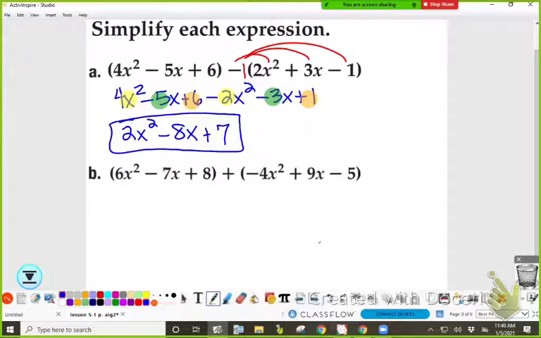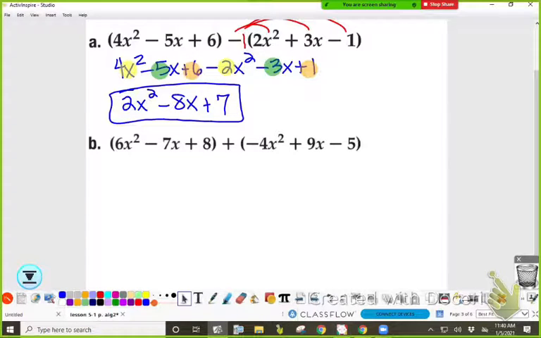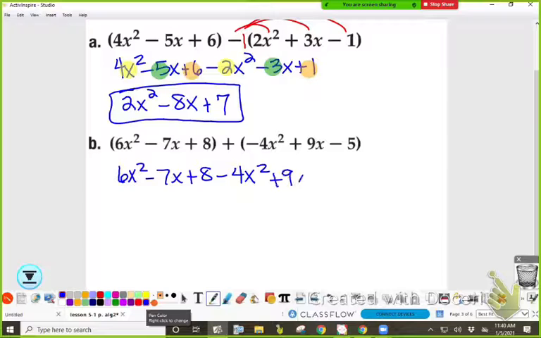If there's a plus, there's nothing to distribute, right? So basically, you can just drop the parentheses and combine like terms. You can rewrite it if you want, which I'm going to do, but technically you don't have to. I'm just going to rewrite it without the parentheses. You can just immediately start combining like terms.